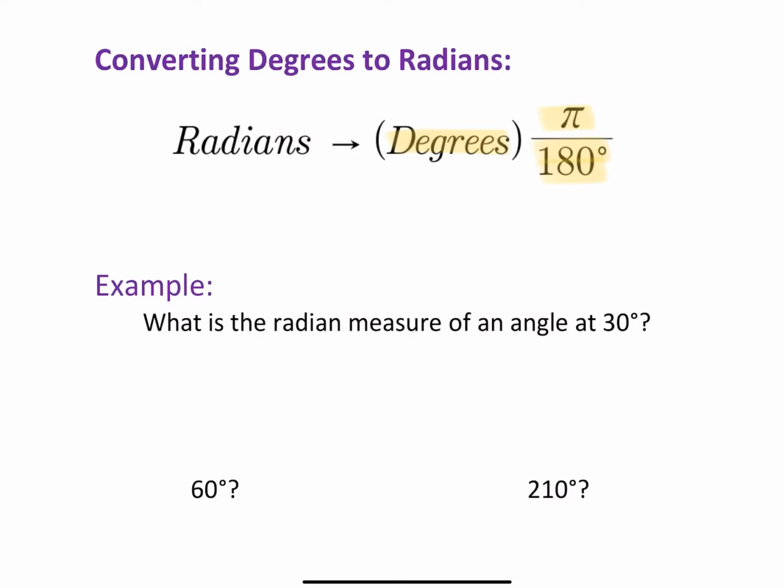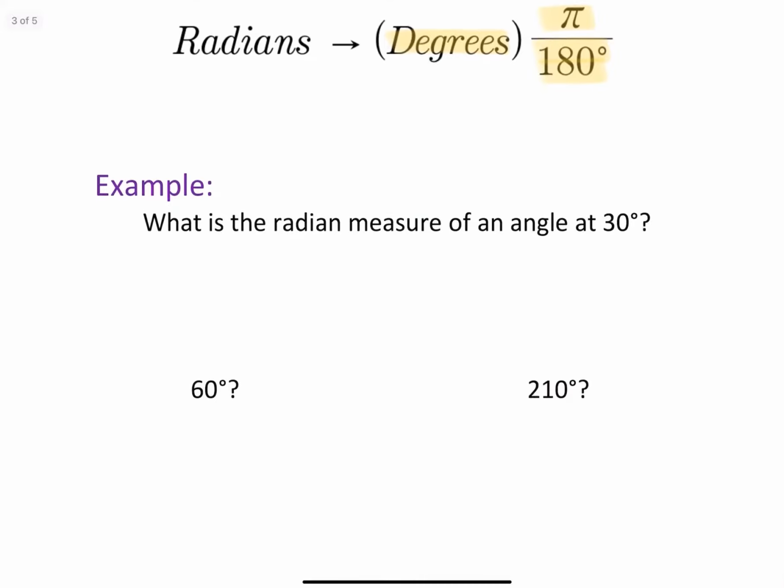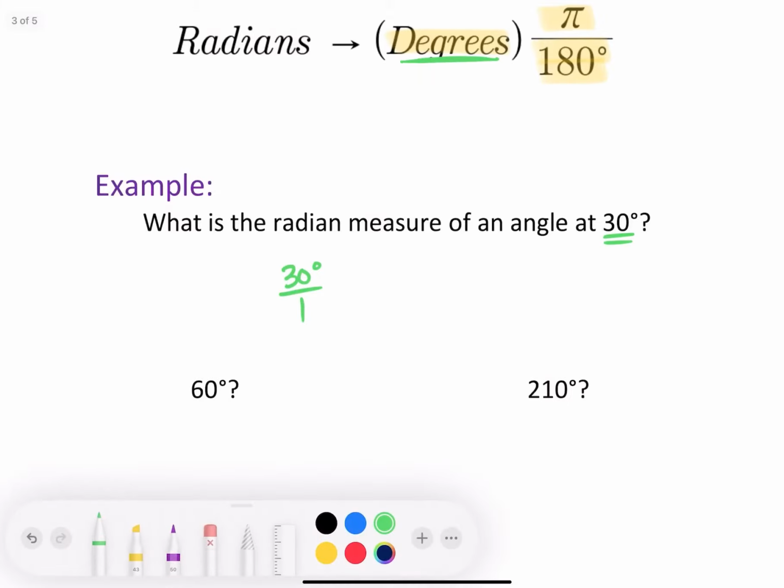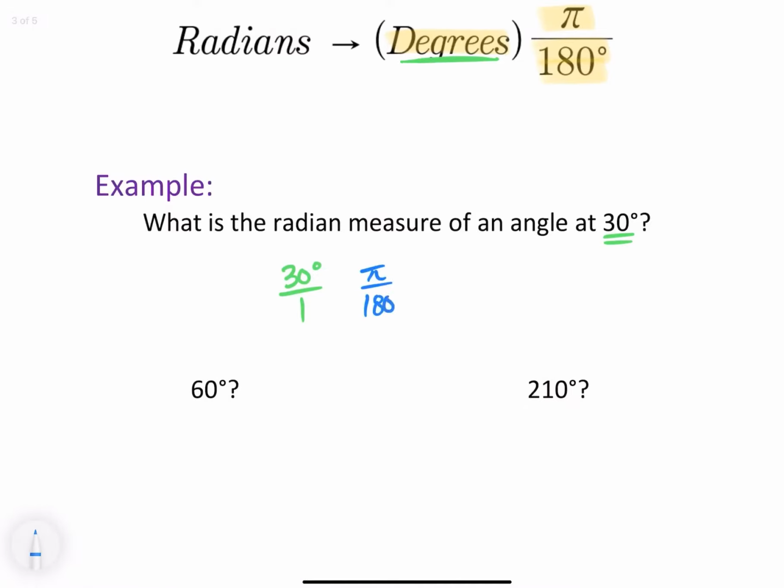But in any case, we're going to use this formula and convert some of these angle measurements from degrees to radians. The first one that we have here is, what is the radian measure of an angle that is 30 degrees? That's the one that we're going to do. We're going to take that 30 degrees and place it right into this formula. So 30 degrees, and I'm going to put it over 1, and then multiply it by pi over 180, and that's 180 degrees. So that's this part of that formula here.